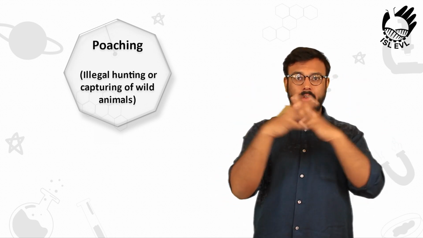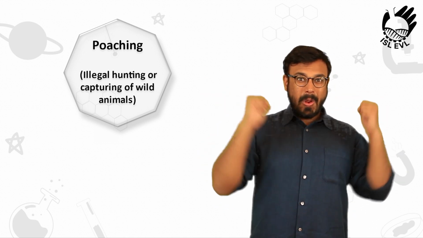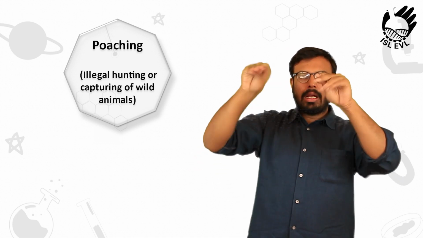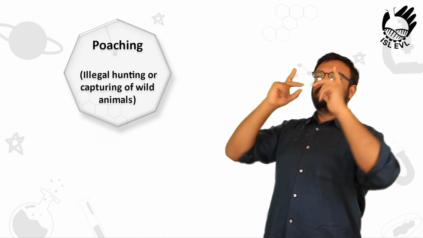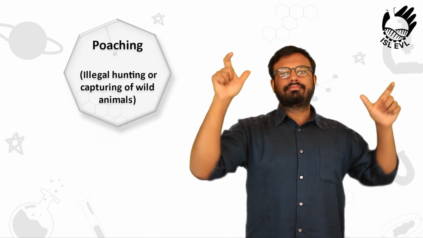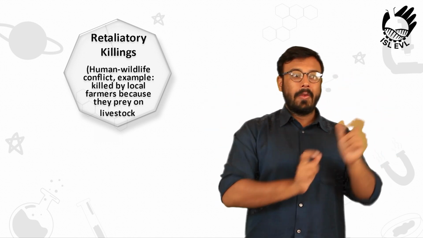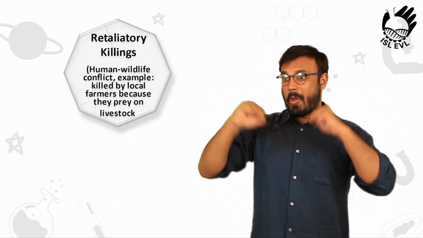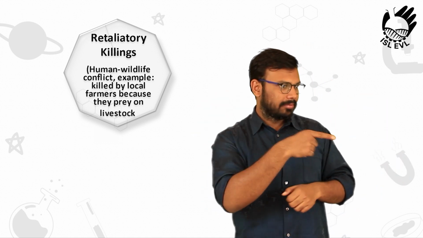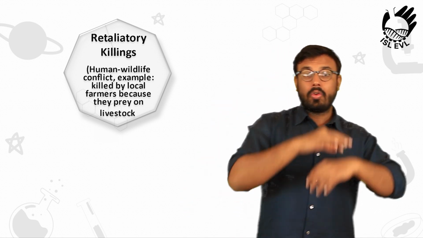The third threat is poaching, which is the illegal hunting or capturing of wild animals for sale of their body parts, skin for various purposes. Then there are retaliatory killings, which means the human and wildlife conflict. For example, many times snow leopards are killed by local farmers because they prey on livestock.